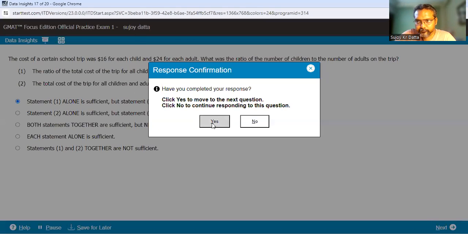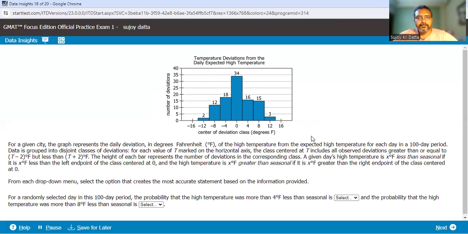Next. So 9 more minutes, three questions. Okay. The graph represents the daily deviation in degrees of the high temperature. The class centered at T includes all deviations greater than or equal to T minus 2, but less than T plus 2.